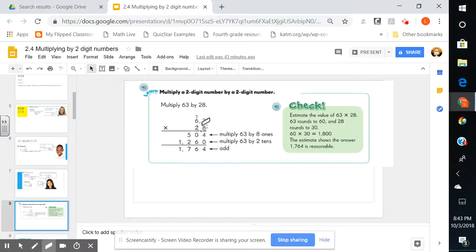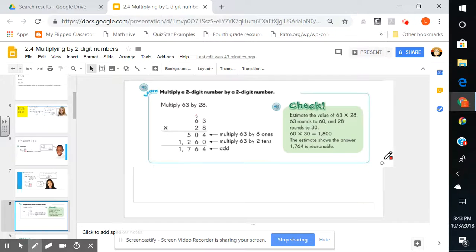Now we can do 2 times 3 is 6. Then we could do 2 times 6 is 12. Make sure you line up the digits perfectly and meticulously, and then you add going down, and you'll get 1,764.